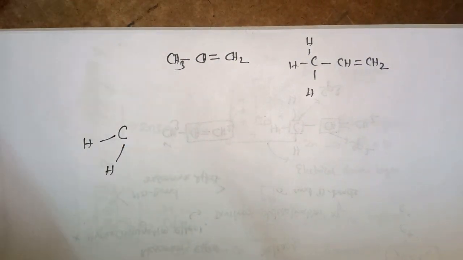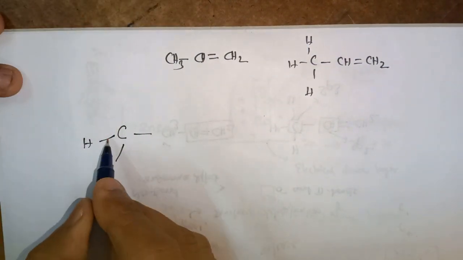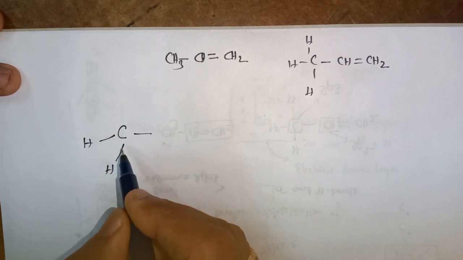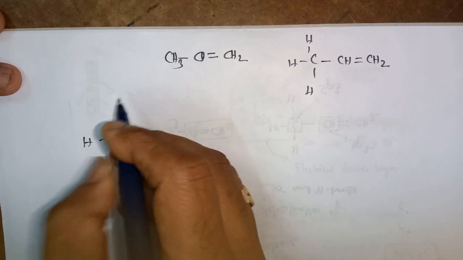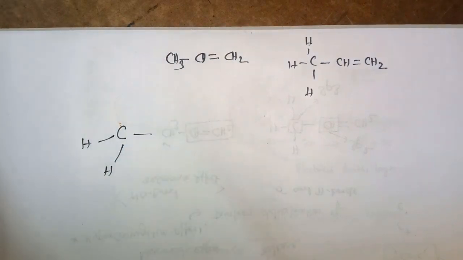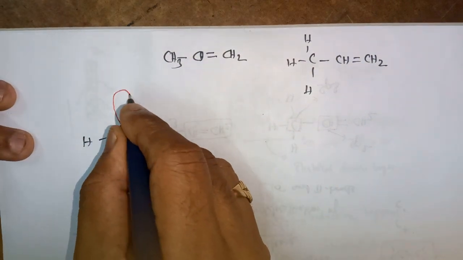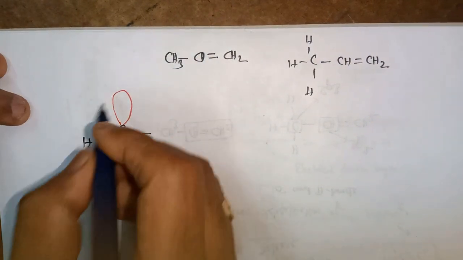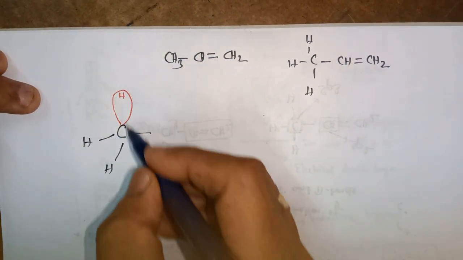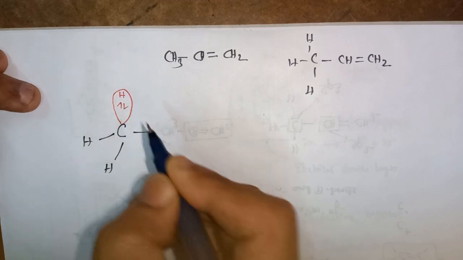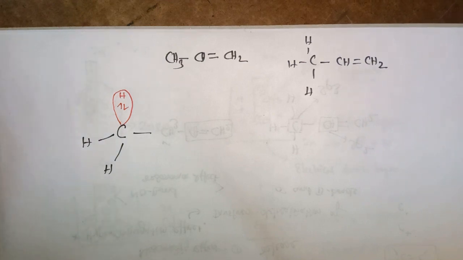Now you come to that here. This side one bond is here. This is one sp3 hybridized orbital, one more, and another one. Here one sp3 hybridized orbital. It is bonded with hydrogen, so it has 2 electrons. One electron is the electron of hydrogen, another one is the electron of carbon.